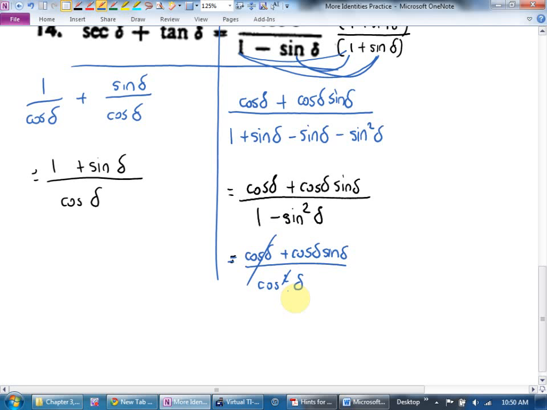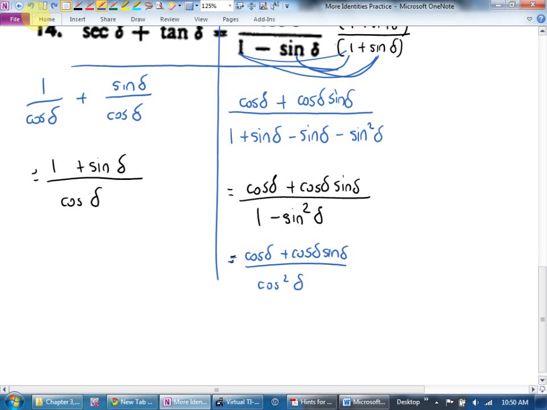Before you start crossing stuff out top and bottom, can I cancel? Have I factored? And so when I write this, I say to you, can I cancel? Have I factored? If the answer is no, I cannot cancel. If you remember that, you'll get rid of about 90% of the most common mistakes in identities. Can I cancel? Have I factored?